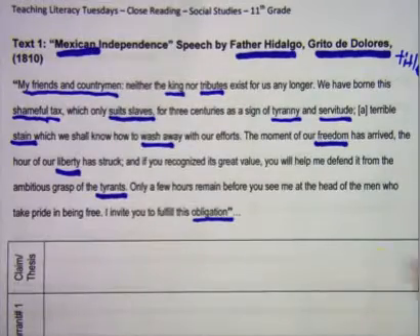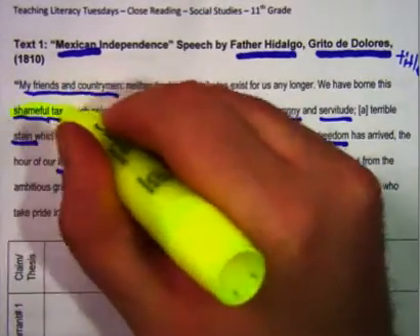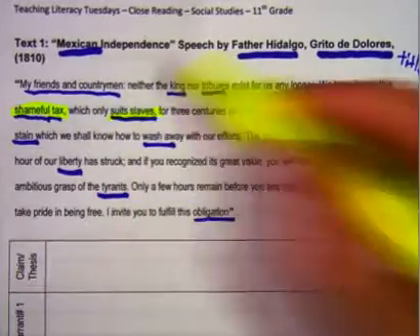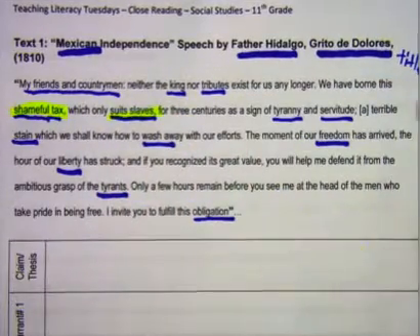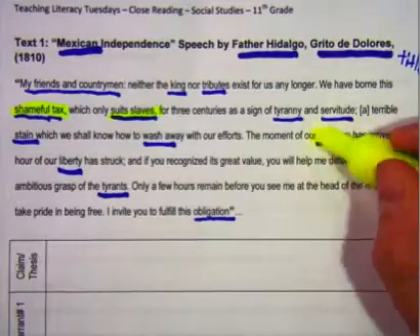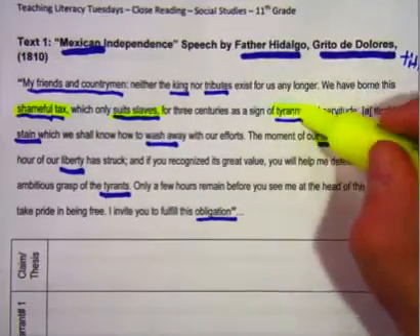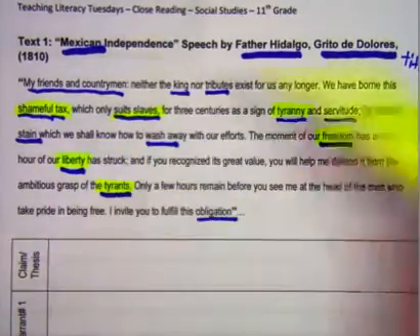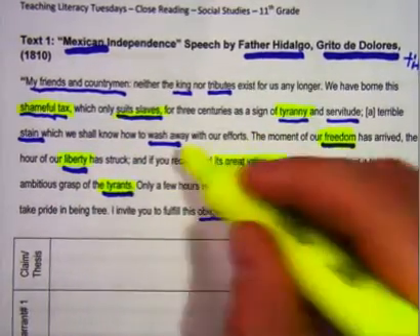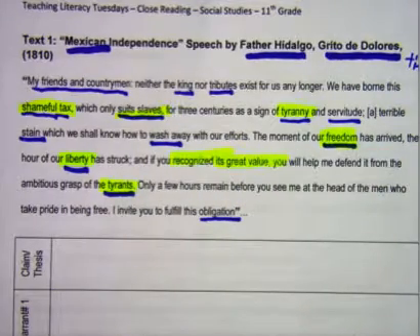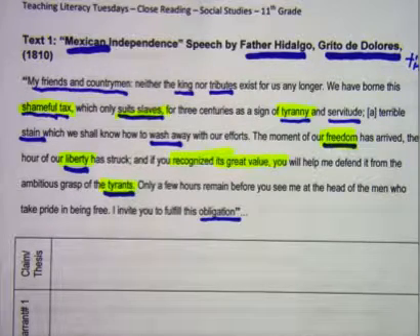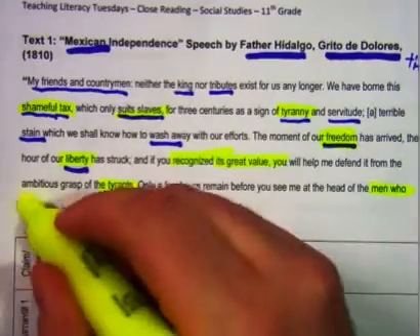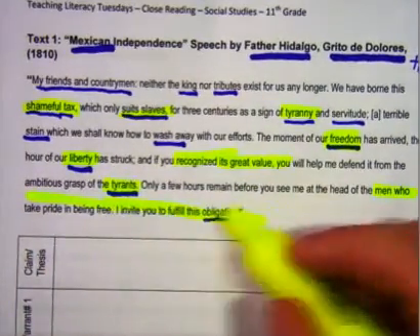All right. So, it could have something to do with taxes, could have something to do with slavery, could have something to do with freedom, right? Which is being abridged by tyranny, right? We mentioned tyrants twice. Liberty is important. It has great value for those who recognize it. And only a few hours remain before you see me at the head of men who take pride in being free. So, men who take pride in being free will fulfill their obligation.